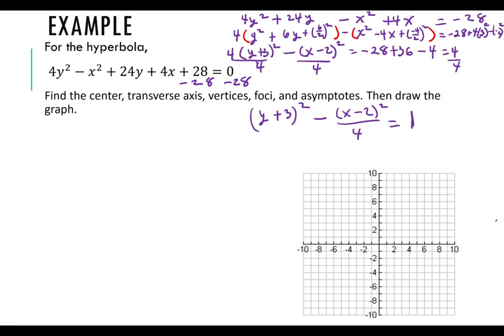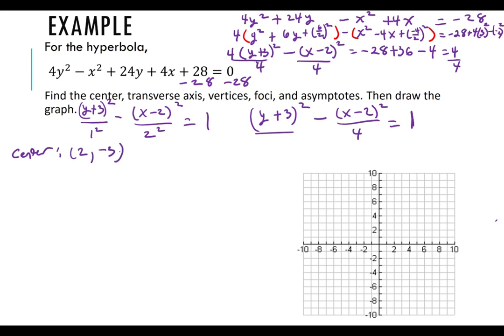And so recognize this y plus 3 quantity squared is over what? Well, specifically it's over 1 squared. And so we got 1 over here. And so then if you want, real quick, you could rewrite this one last time. This is y plus 3 quantity squared over 1 squared minus x minus 2 quantity squared over 2 squared is all equal to 1. Okay? So then recognize that our center is at 2, negative 3. And so 2, negative 3 is our center.